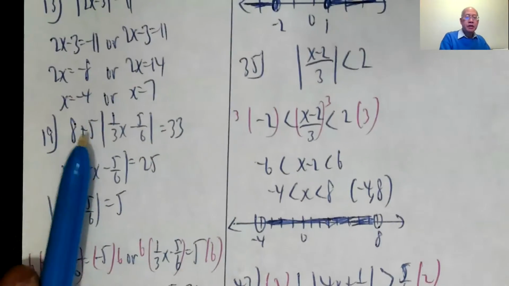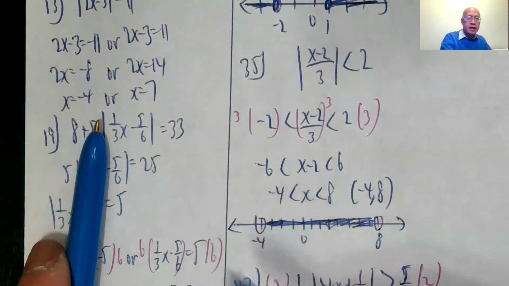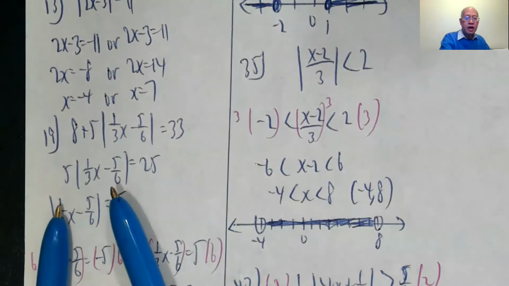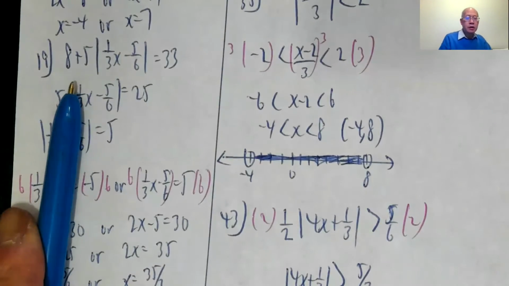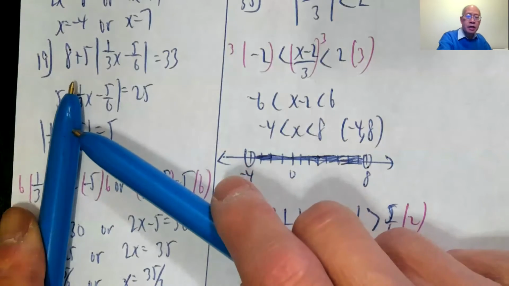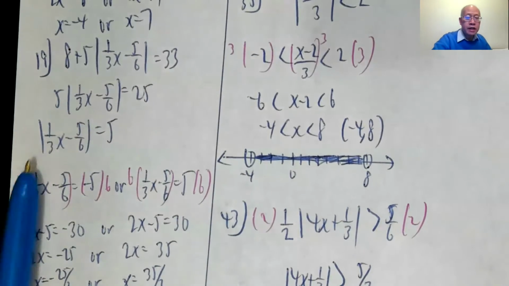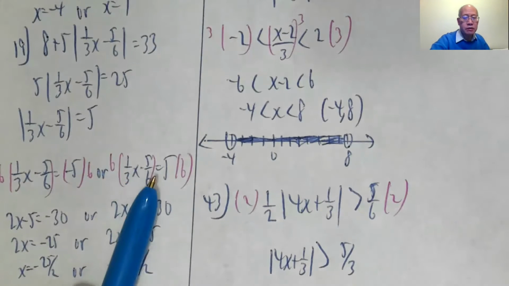19, 8 plus 5 times this mess equals 3. So again, first isolate the bar. So subtract 8, divide by 5. So I have absolute value of blah, blah, blah equals 5. Cover it up. So the thing behind my pen can either be negative 5 or positive 5. So 1/3 x minus 5/6 equals negative 5, or 1/3 x minus 5/6 equals 5.